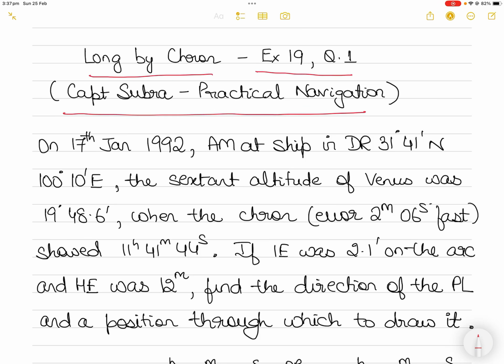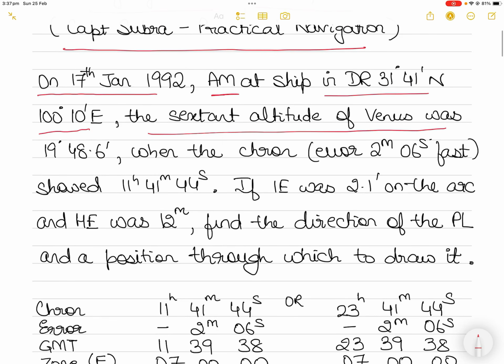The question says it's 17th of January 1992. It's AM at ship. That means it's morning on your ship and it's 17th of January. The dead reckoning position is provided, lat and long. The sextant altitude of the planet Venus was 19 degrees 48.6 minutes. The chronometer was showing a time of 11:41:44 and the error was 2 minutes 06 seconds fast.